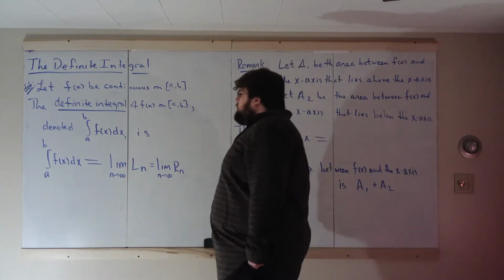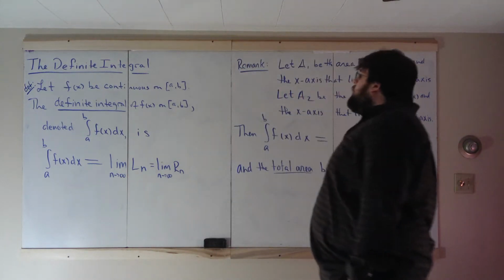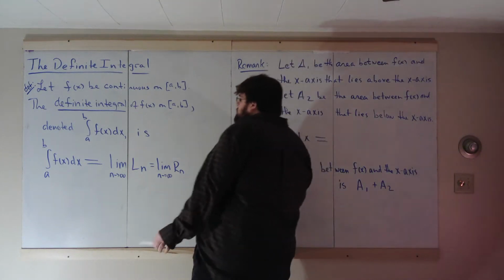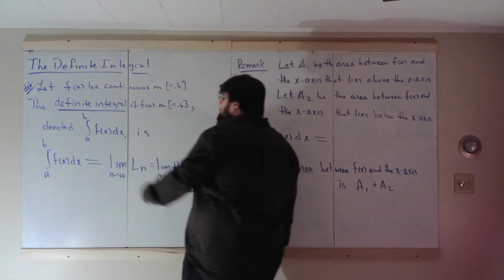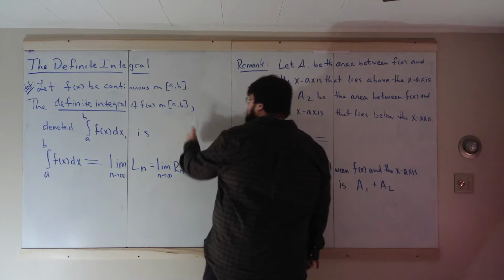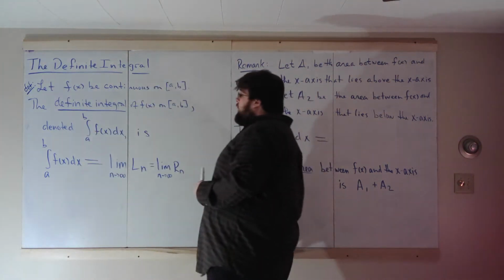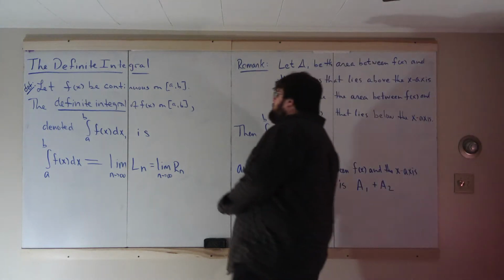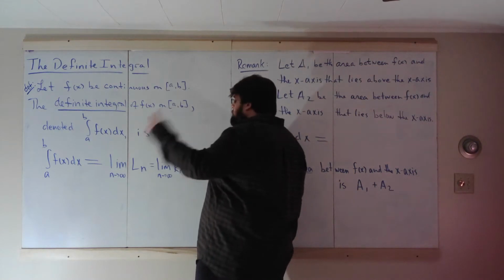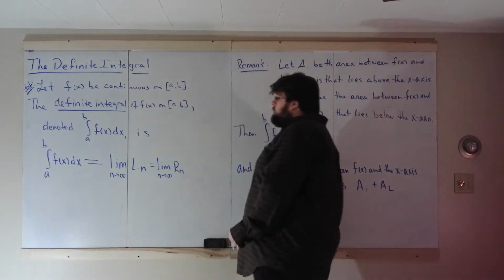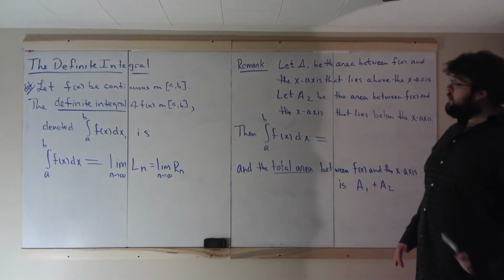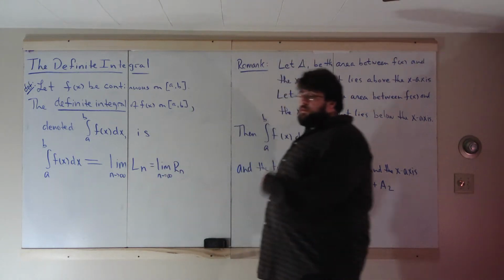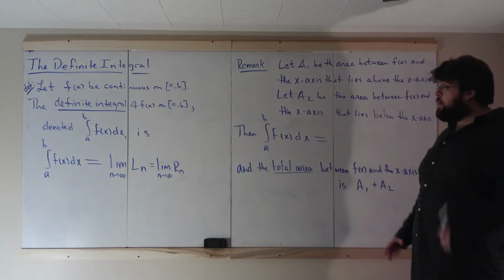The definite integral, definition: let f be continuous on a to b. The definite integral of f of x on a to b is denoted with the same notation as the indefinite integral, except we're looking at an interval a to b, so we're going to put a at the bottom of the integral sign and b at the top. The definite integral is defined to be the limit of our approximation as the number of rectangles goes to infinity. And by that theorem, we could use the left approximation or the right-hand approximation.